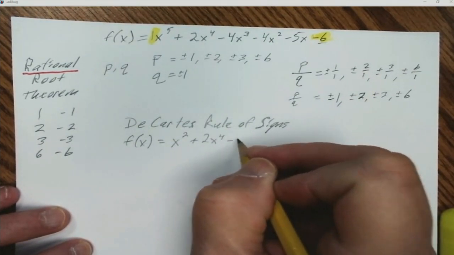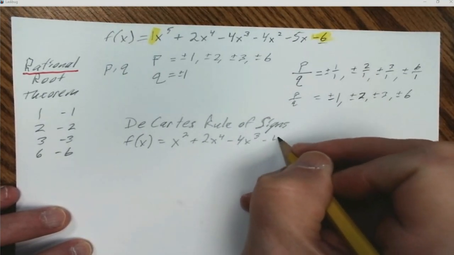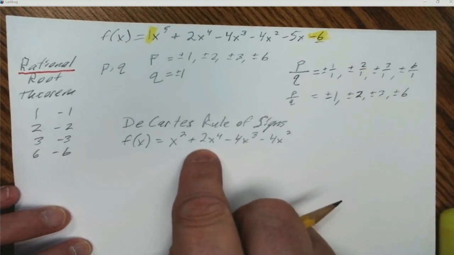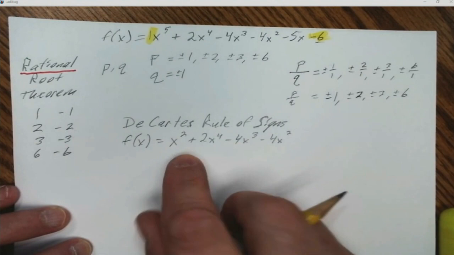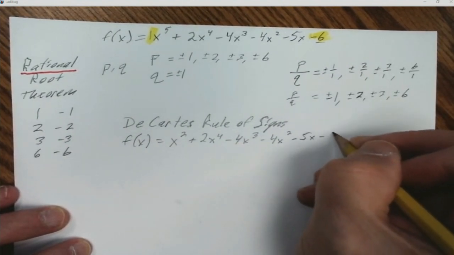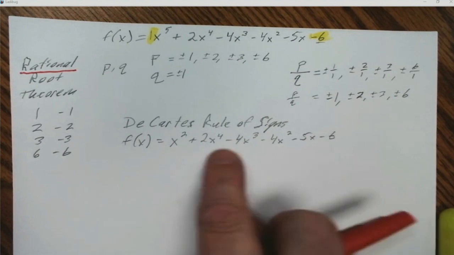And yes, it's exactly what it says. We're looking at the signs of the terms. I don't care that this is a 4 or a 2. I care that it's a -4 and a +2. That's what counts in Descartes' rule of signs. So if we look at Descartes' rule of signs, how many times does the sign change?